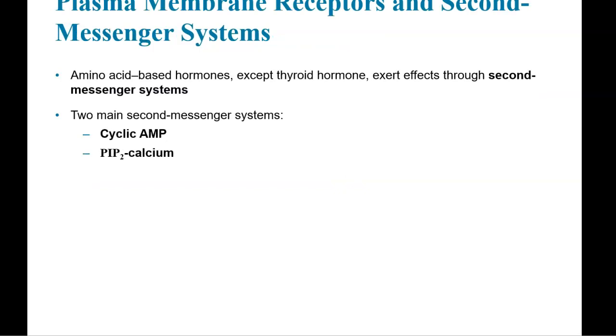Amino acid based hormones, with the exception of the thyroid hormones, exert effects through second messenger systems. So this is what we're going to go over. But we're only going to address the cyclic AMP. Cyclic AMP, so the AMP stands for adenosine monophosphate. The other one is the PIP2 calcium messenger system. We're not going to address that one. But the PIP2 stands for phosphatidylinositol bisphosphate calcium.